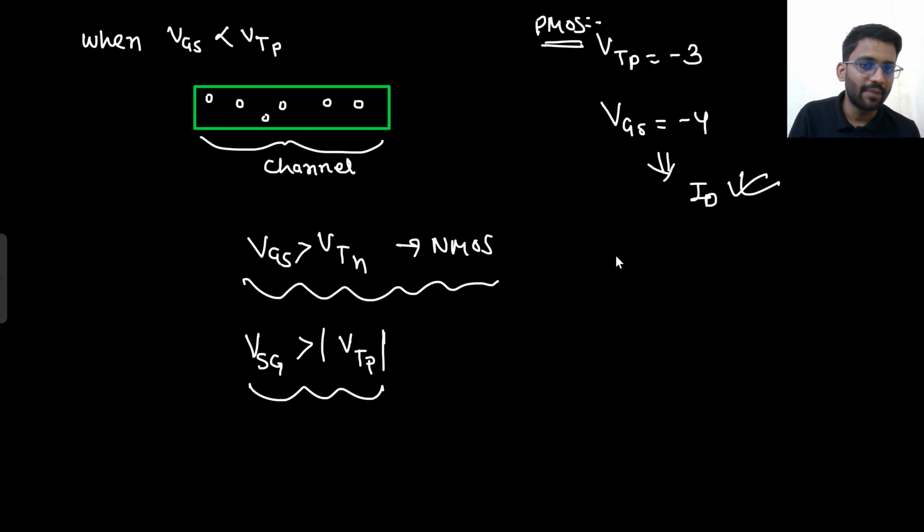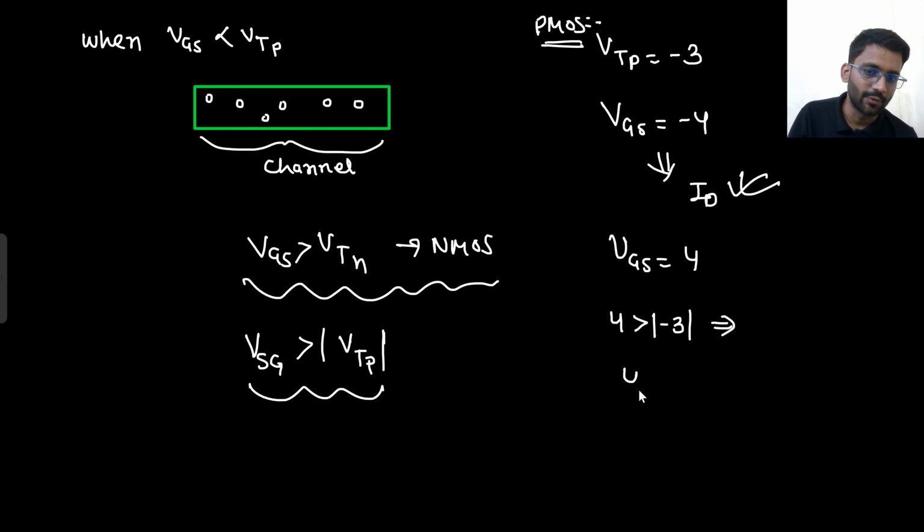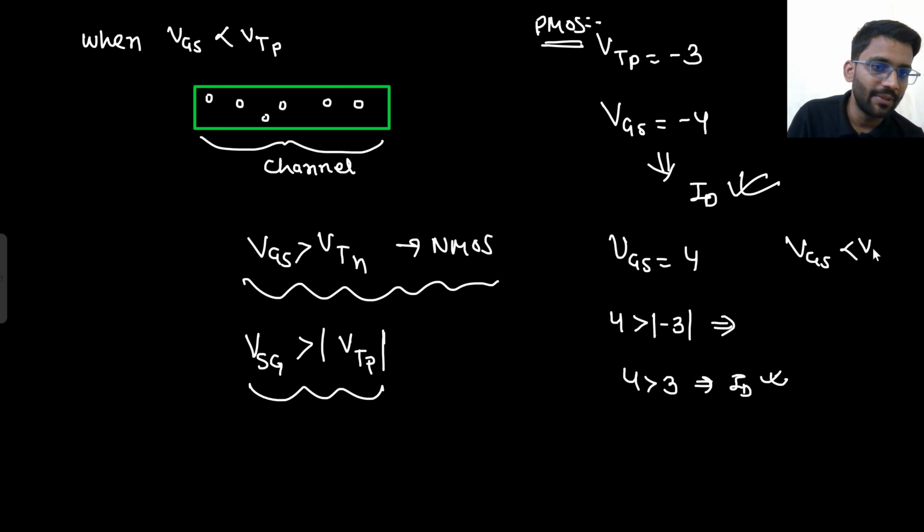If my VGS is -4, what I can write? My VSG is 4. So if my VSG is greater than mod of VTP, then my current flows. That means 4 is greater than 3. So my current will flow. What I can write, that my VGS is less than VTP, this I can write if I am not using mod. But if I am using mod, I can write my VSG is greater than mod of VTP.